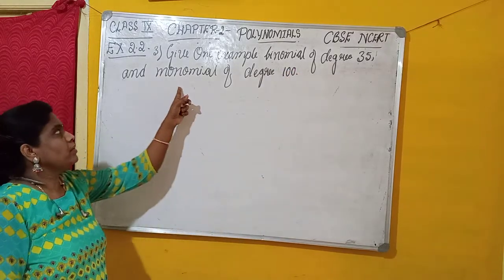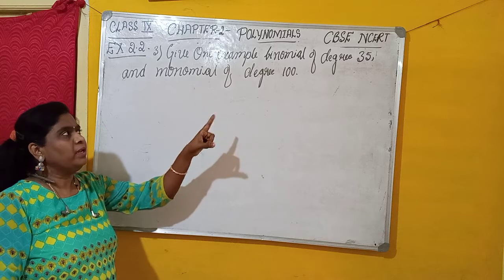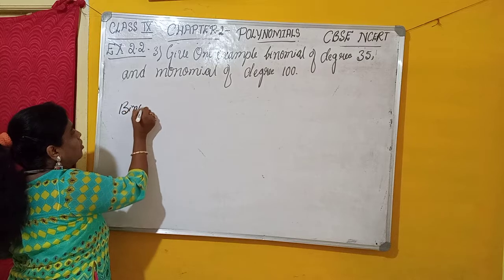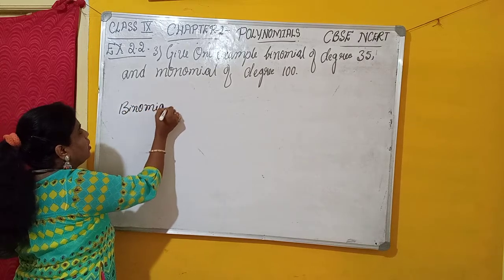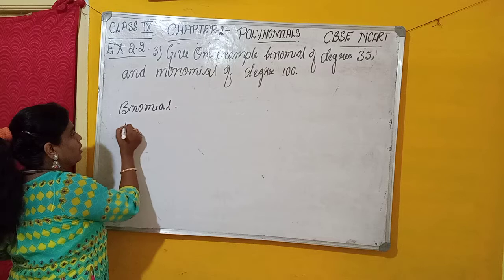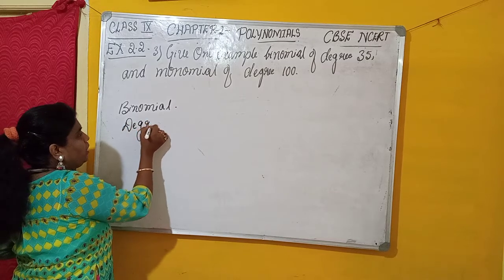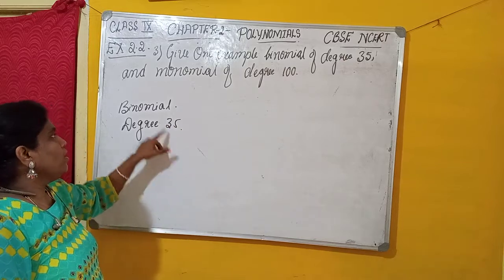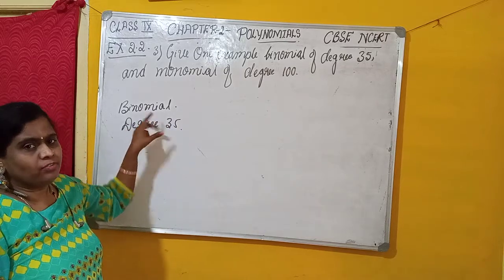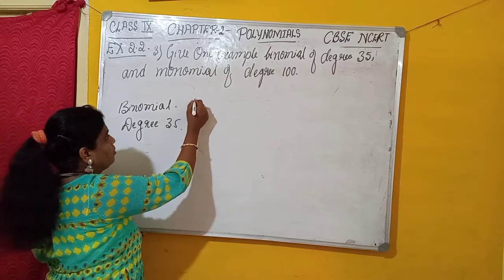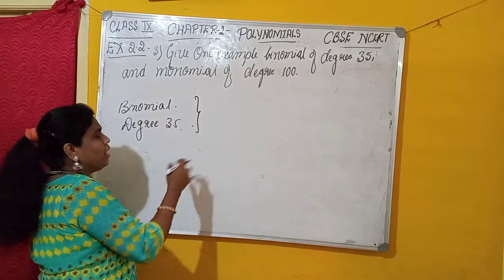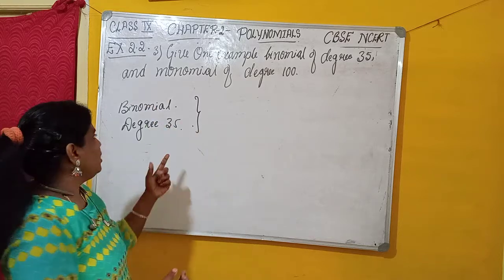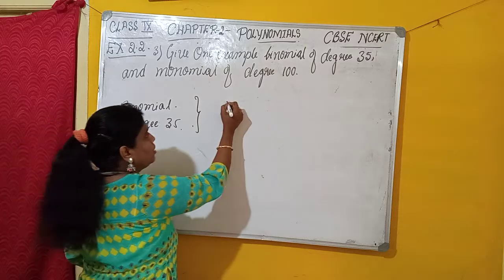Here, the first one given is to give an example of a binomial. We have to write a binomial, and also of degree 35. It should have degree 35, meaning its highest exponent will be 35. Binomial means it should consist of two terms. Any variable you can take. It is not mentioned which variable. You can take y.